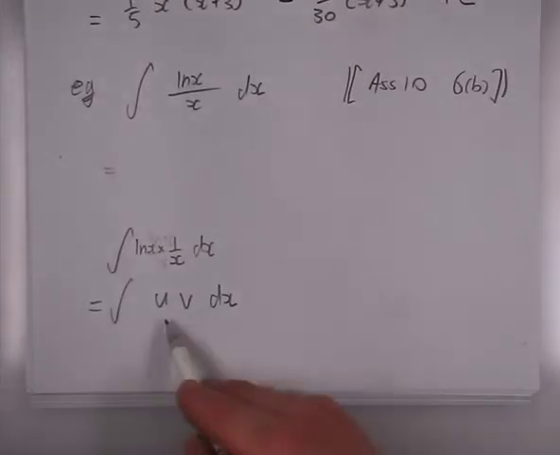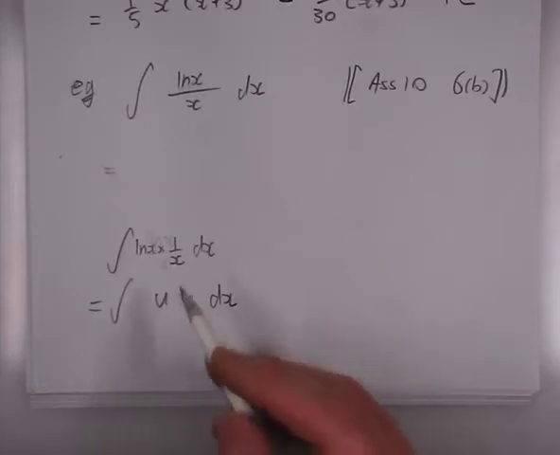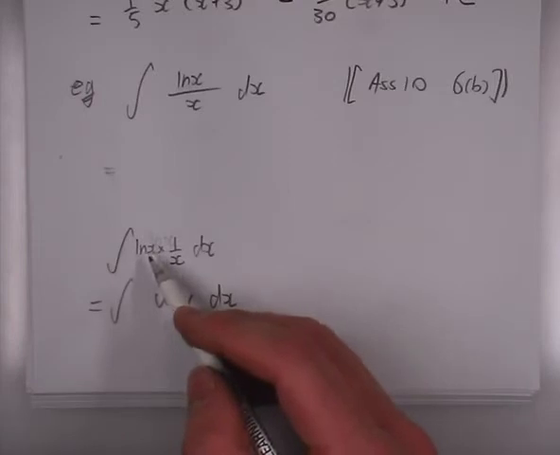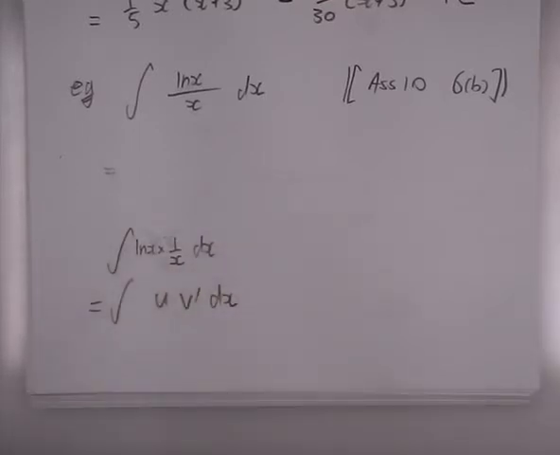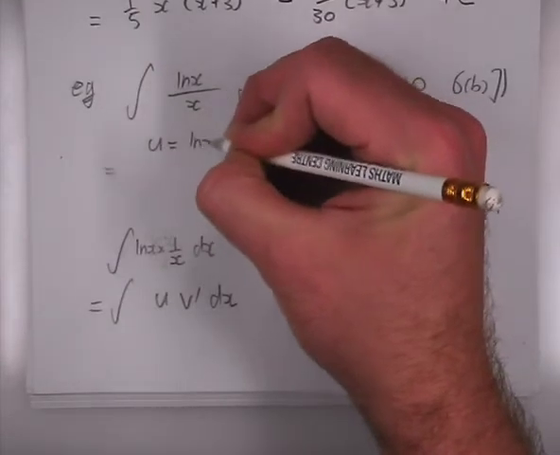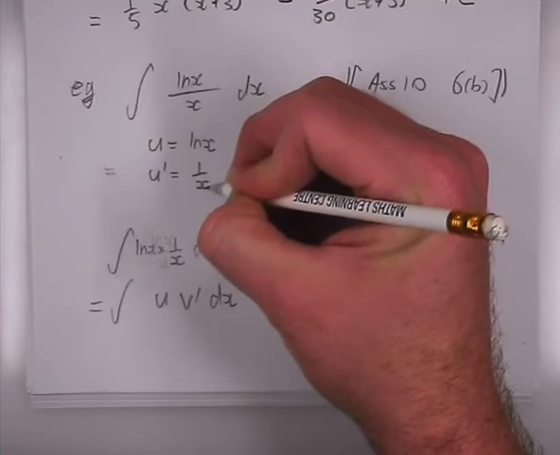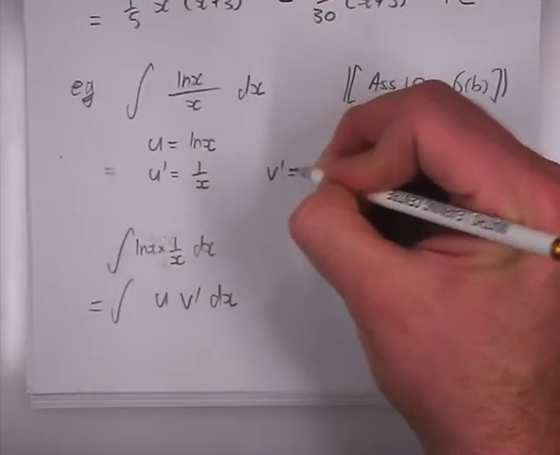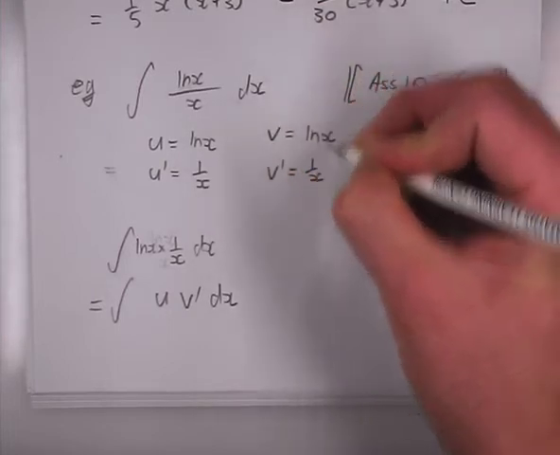Awesome. So my choice is I need to pick which one I have to integrate. And I cannot integrate ln x because I don't have a formula for that. I don't have a formula for the integral of ln x, so I can't possibly integrate that one. I have to integrate the other one. So I now know that u is in fact ln x, and therefore u dashed is 1 on x, and v dashed is 1 on x, and so therefore v is ln x, because of the integral.